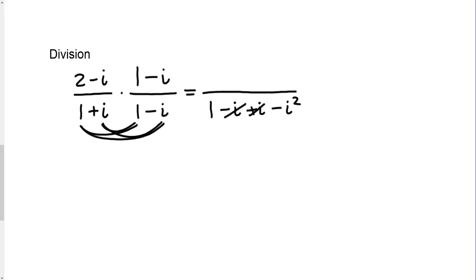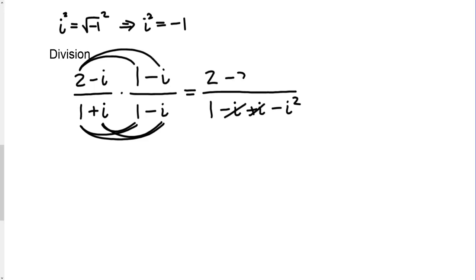The i squared is going to disappear as well because we know that i is equal to the square root of negative 1. If you square both sides of this equation, you get i squared equals negative 1, which means we're going to be able to replace that with a real value as well. So the entire denominator will be real numbers. In the numerator, we also need to use FOIL. 2 times 1 is 2. 2 times negative i is negative 2i. Negative i times 1 is negative i. Negative i times negative i is positive i squared.